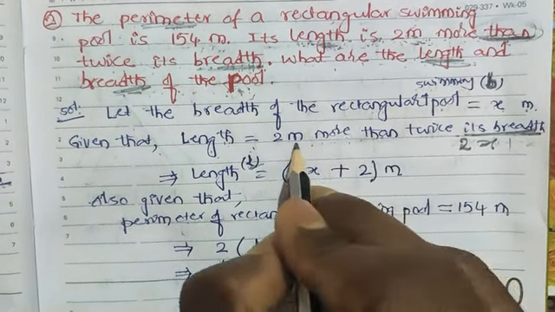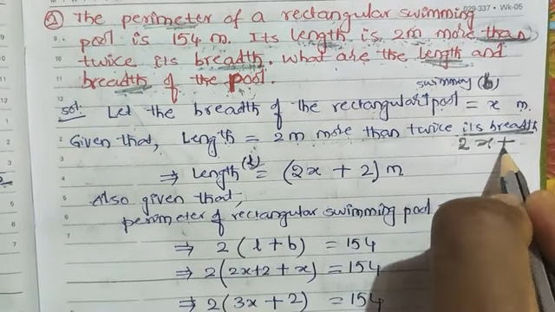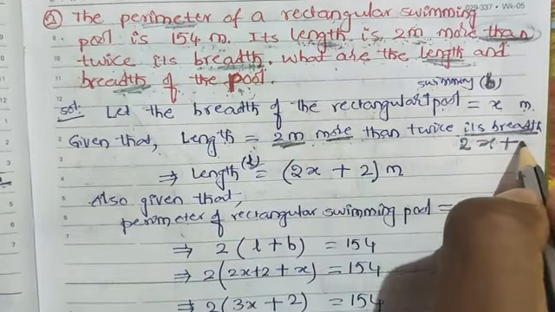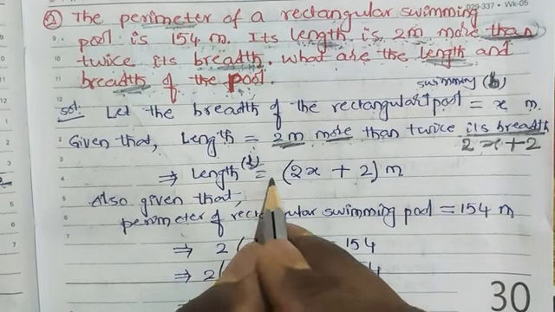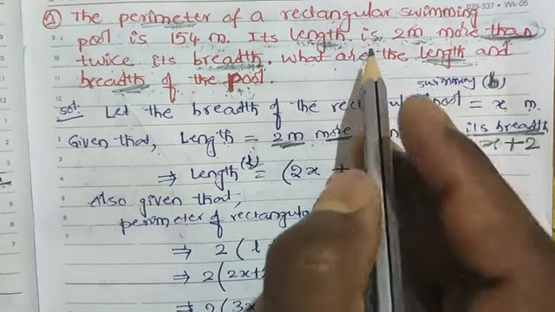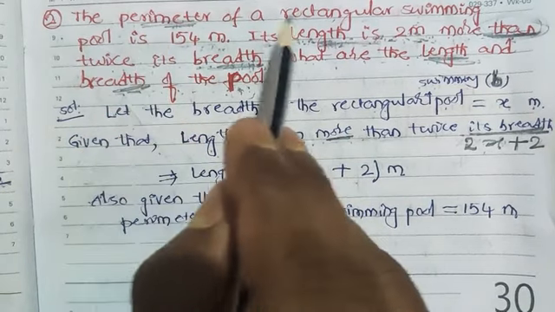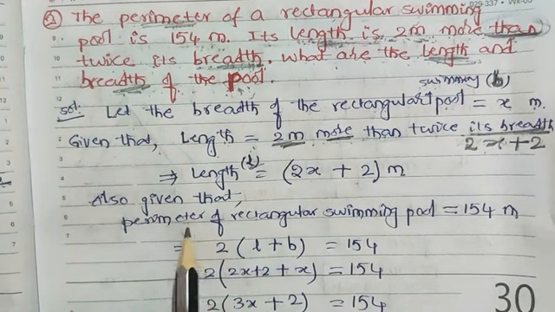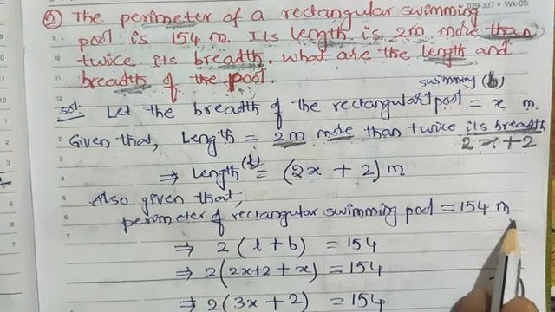Then 2 more. How much more? 2 more. More means plus. Less means minus. More means plus. How much more? 2 meter more. So 2x plus 2 we can write as length. Now we have utilized this condition. Now one more condition is given: the perimeter of the rectangular swimming pool is 154 meter. Also given that perimeter of the rectangular swimming pool is equal to 154 meter.